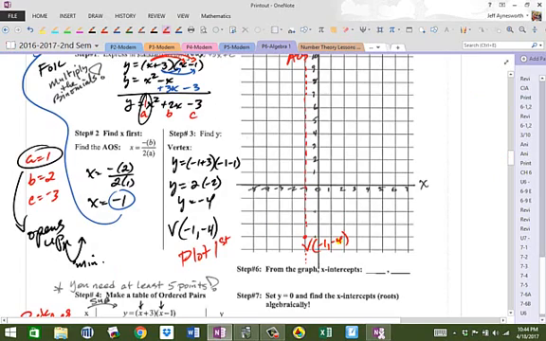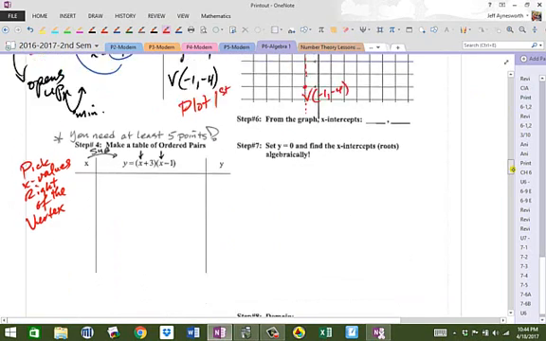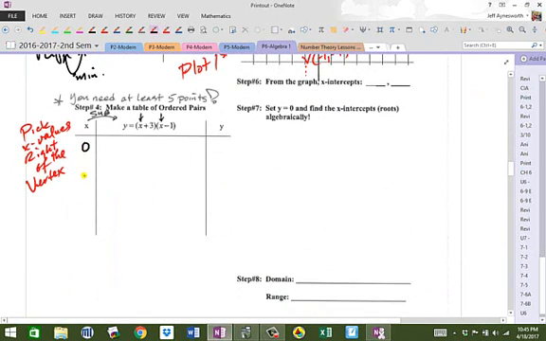Okay. Now once again, let's go back up to the vertex. The vertex is at negative 1, negative 4, right? Well, the x value, look at the x-axis right here. To the right is 0, 1, and 2. So I'm going to use those values. So here we go. So 0, 1, and 2.